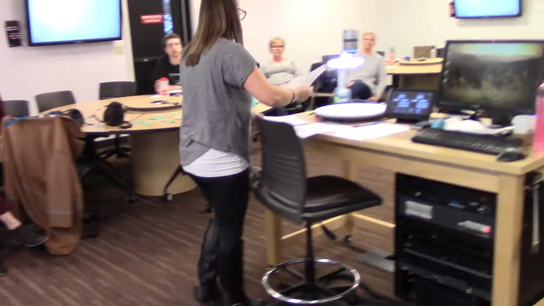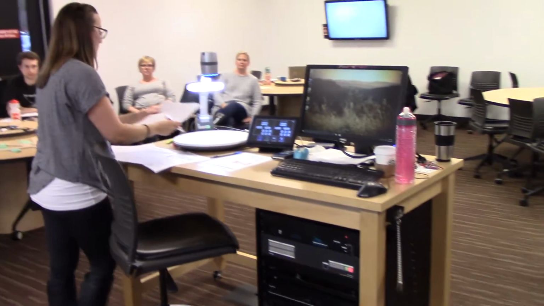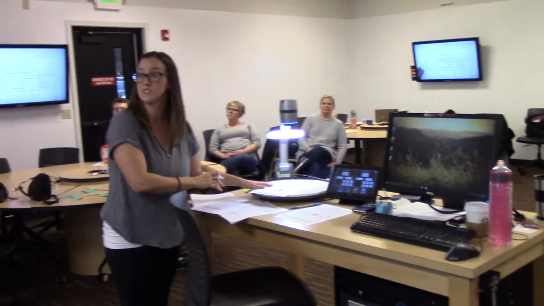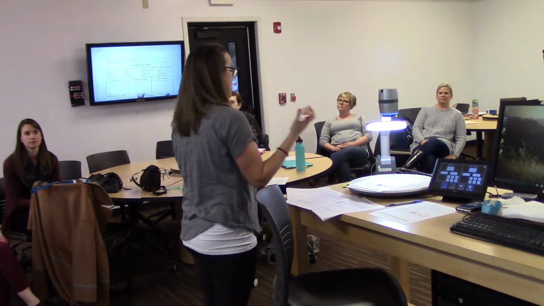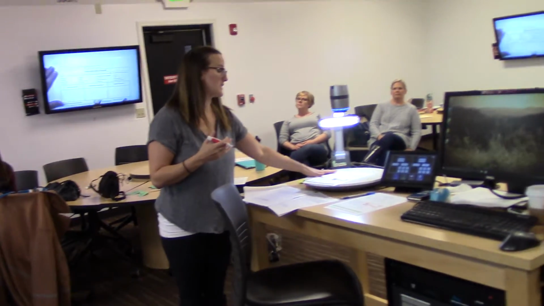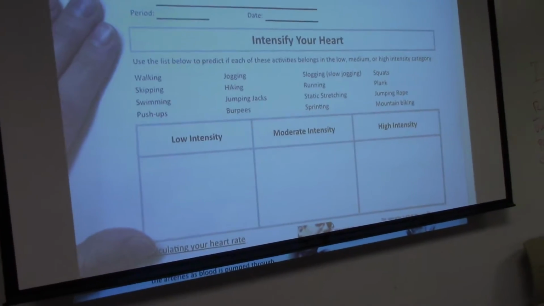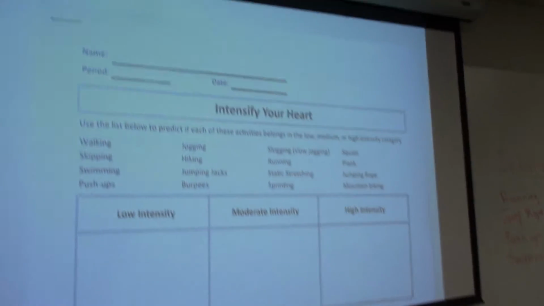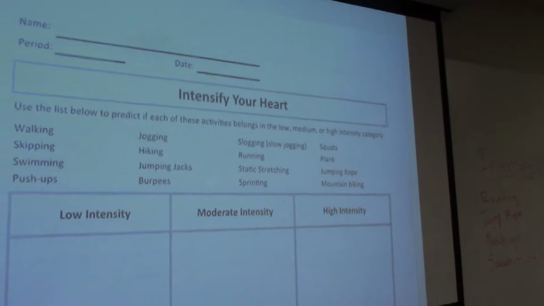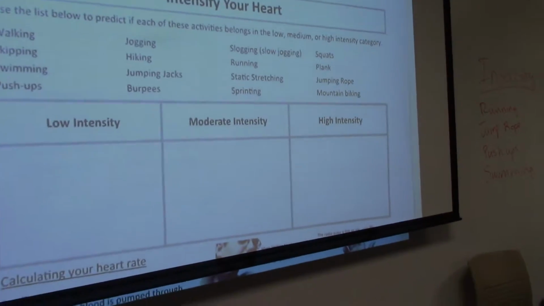We're going to hand out a worksheet here in just a few minutes, but we'll show you just what we're going to do right here. I'm going to focus on just this top portion, so you guys don't have to worry about the bottom portion until the next part of the lesson. But what you're going to do is we gave you a few lists of exercises here, and we're going to categorize them into 3 different intensity levels. So that being low intensity, moderate intensity, and high intensity.